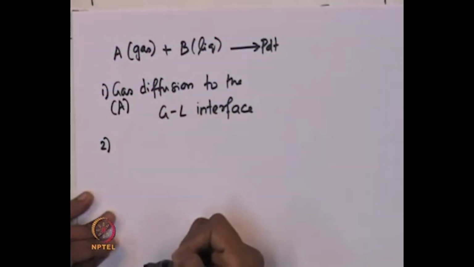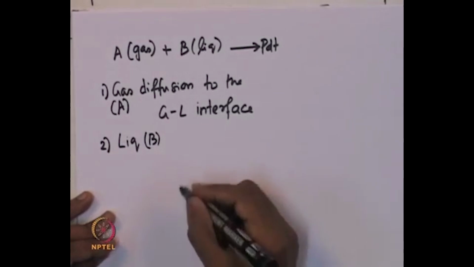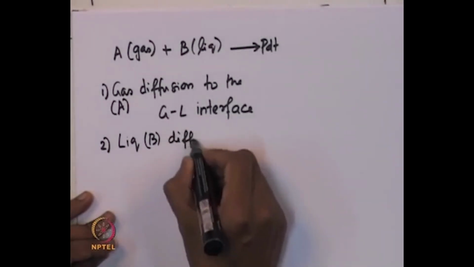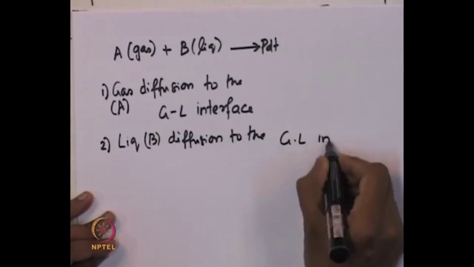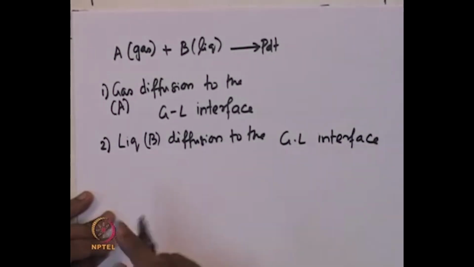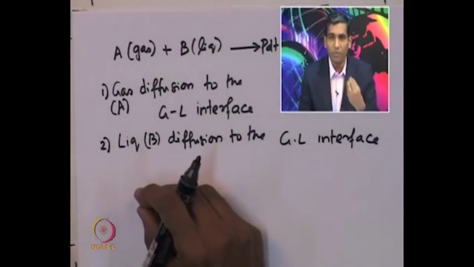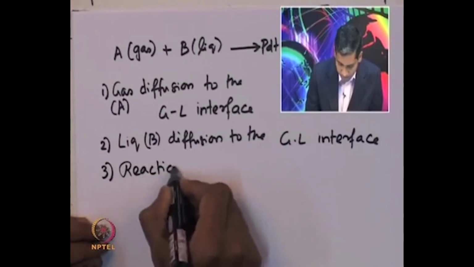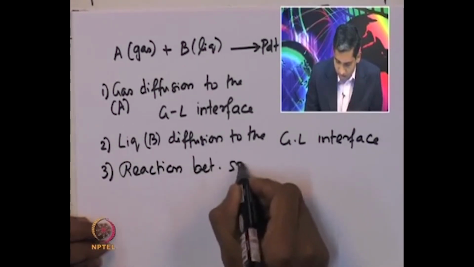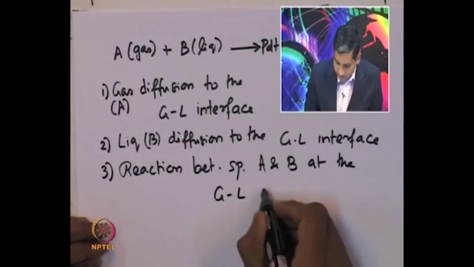And so this is basically diffusion of species A, and similarly, species B has to undergo diffusion. There has to be a diffusion of species B to the gas liquid interface. So, only after these two processes have occurred, the reaction between these two species can occur. So, the third step is the reaction between species A and species B at the gas liquid interface.